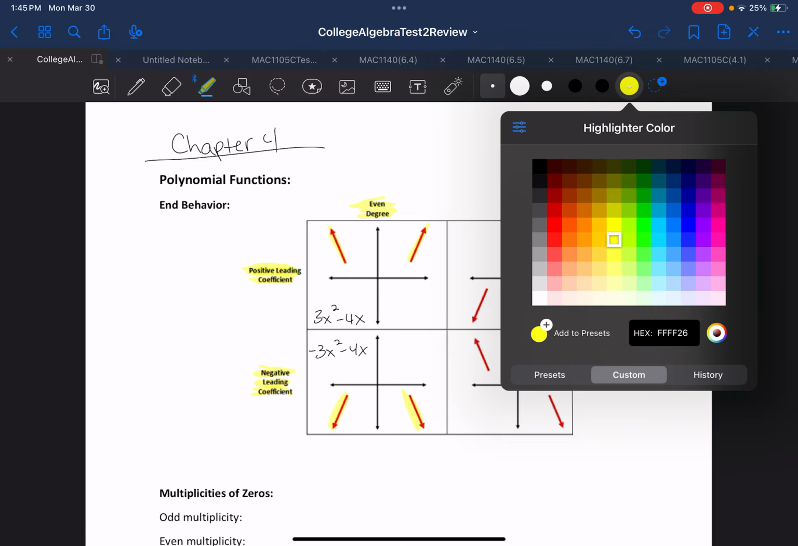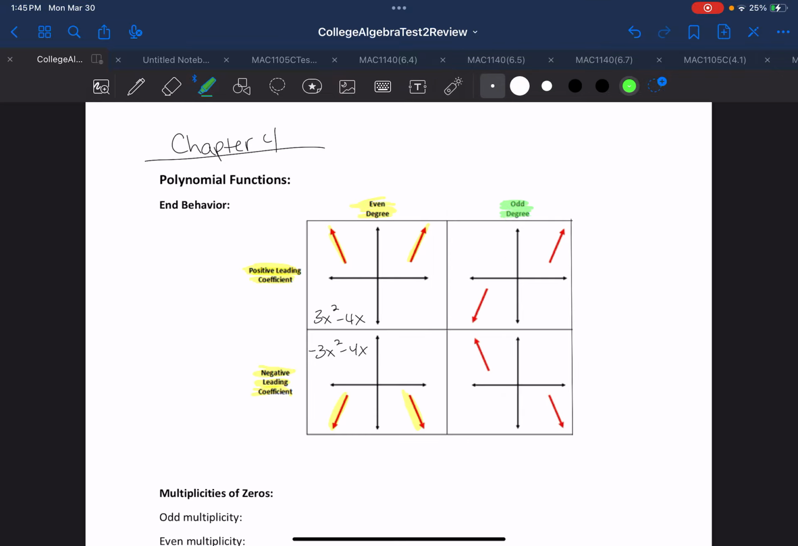And then when we have an odd degree, then our function is going in different directions at the ends. And if our leading coefficient is positive, then it should be going up towards the right. So it ends by going up in the positive direction, which means the first one is going down on the left. And if we have a negative leading coefficient, then it should be going towards the bottom. It should be decreasing towards the right, which means it's increasing towards the left.